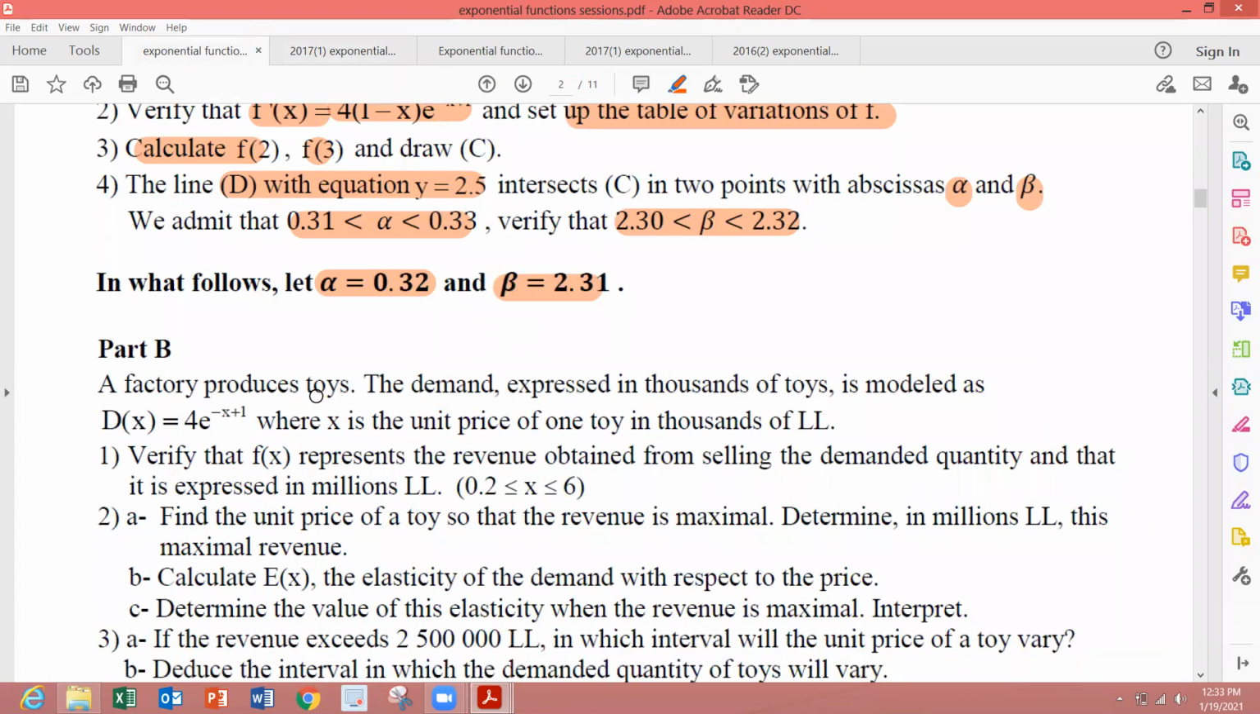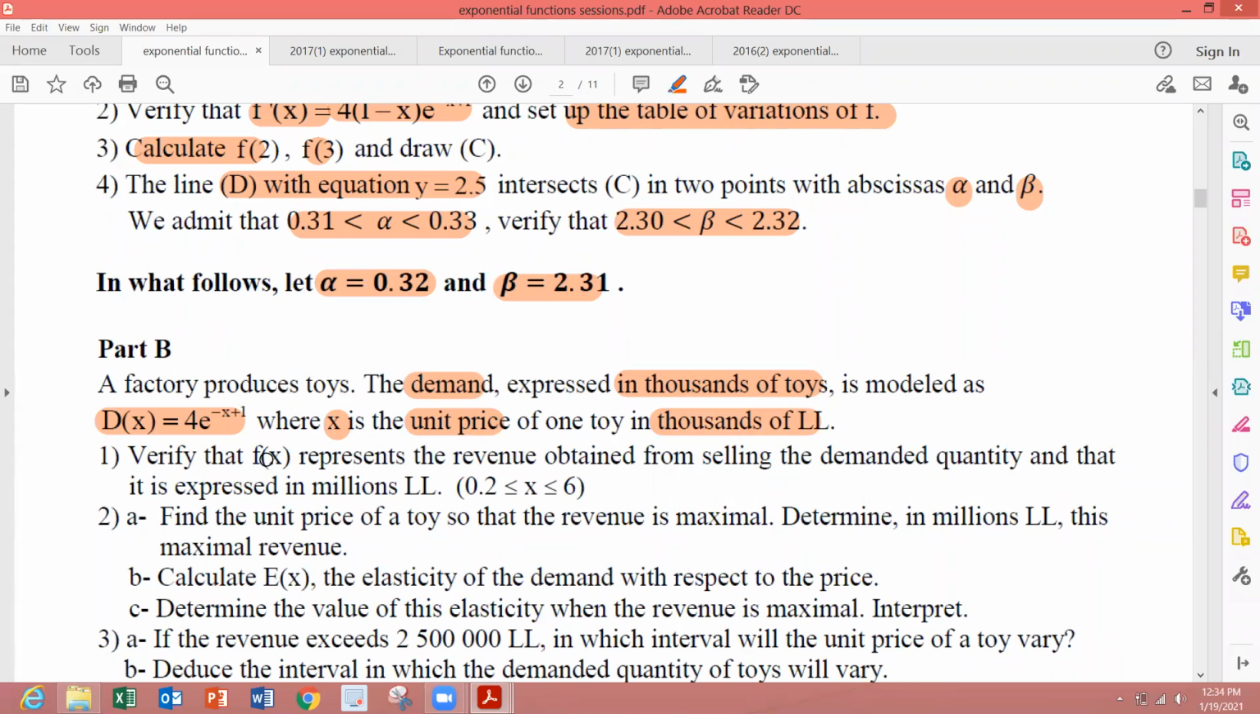A factory produces toys. The demand, expressed in thousands of toys, is modeled by d(x) equals 4e to the minus x plus 1, where x is the unit price of one toy in thousands of Lebanese lira. So demand is in thousands of toys and the price x is in thousands of Lebanese lira.